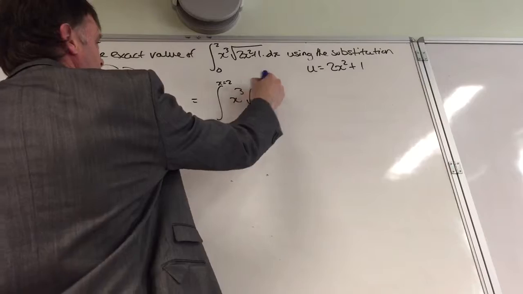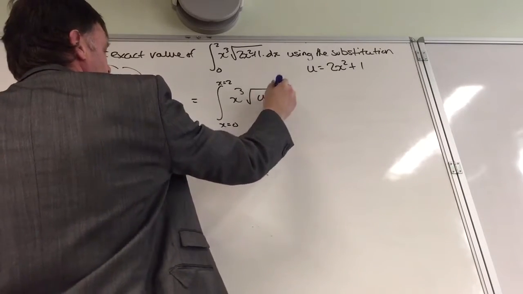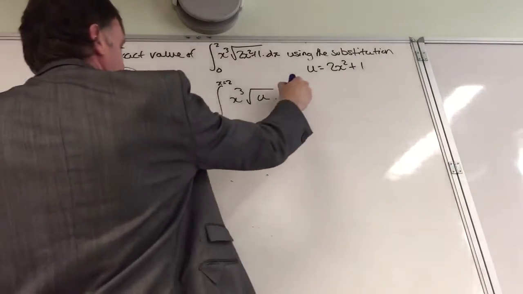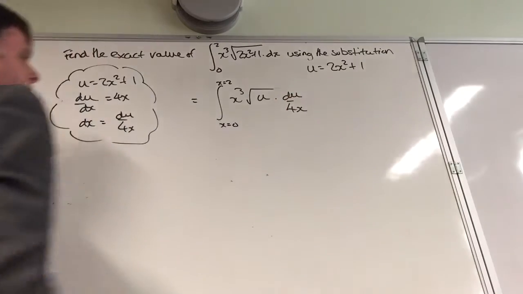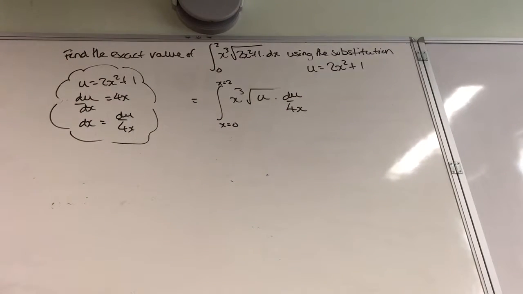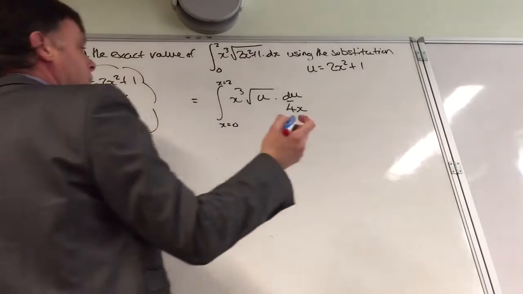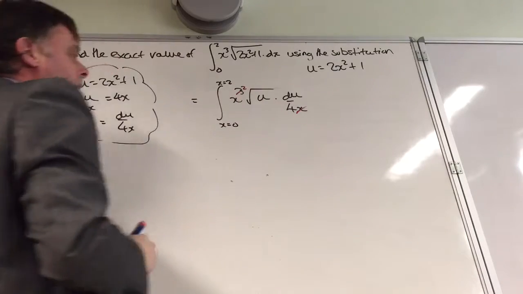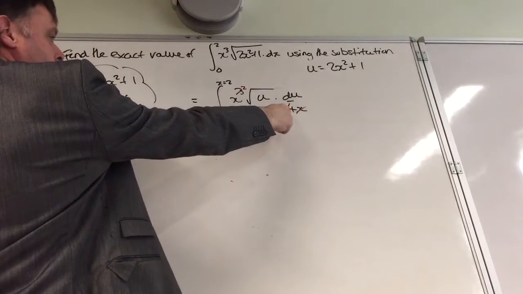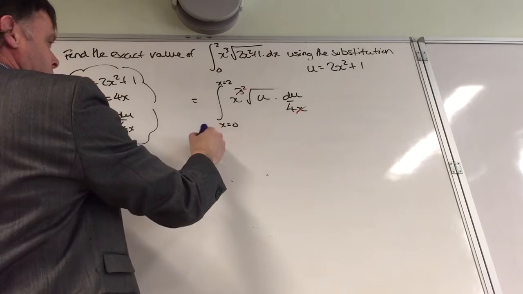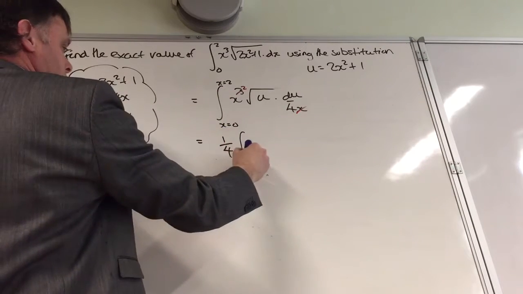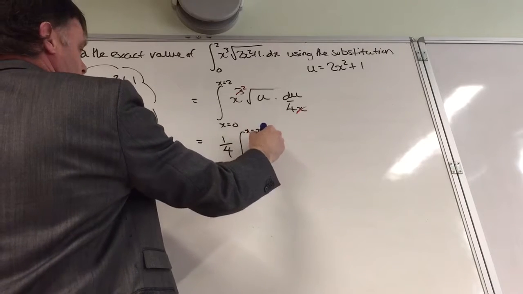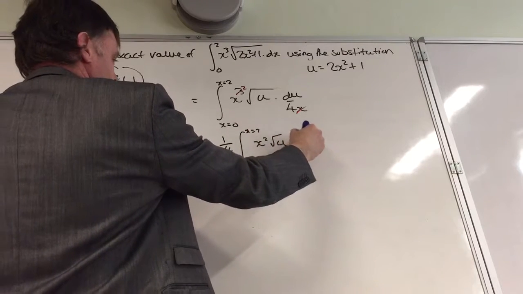So x cubed square root of u, and instead of dx, we're going to write du over 4x. So it's not looking bad. Once we've done the substitution, the next thing to do is cancel. What cancels? X, and this becomes x squared. I'm going to remove that 4 out to the front just to get rid of it. So I end up with a quarter x squared square root of u du.